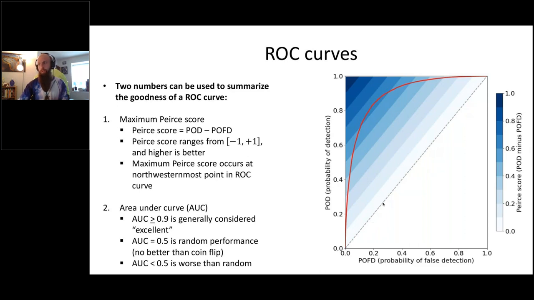So if you see a ROC curve that lies along this line or not too far above it, that's a really, really bad predictor. If you see a ROC curve that's somehow below this random line, that means your performance is worse than random, which raises a lot of questions. Probably a bug in someone's code. And generally, if you have an AUC of 0.9 or greater, the model is considered excellent. I think in this case, the AUC is 0.88 or something like that. So this is a pretty good model.